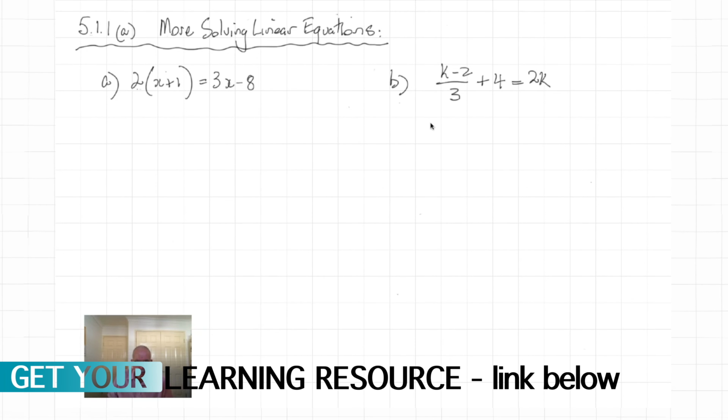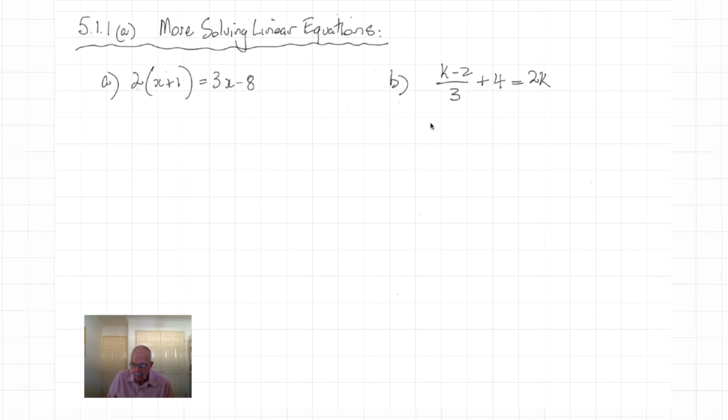Here's a couple more examples of solving linear equations. Once again, we can see that the highest power of x over here, and there's another example here, the highest power of k is equal to 1. Not as straightforward as previous examples we've done, so let's just go bit by bit.